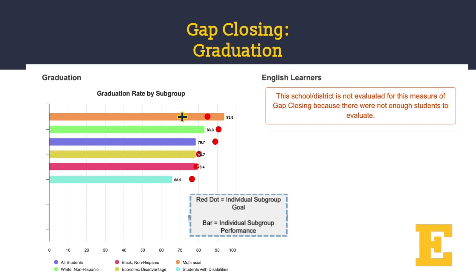The next component looks at graduation for those individual subgroups, and you'll see that we actually went down to 6 subgroups here because one of the subgroups we didn't have 15 students even in that subgroup in order to graduate. Again, the goal for each individual subgroup is set by the state, and that's what the red dot indicates. And then each subgroup, whenever we reach that goal, counts as a point towards our overall gap closing component.